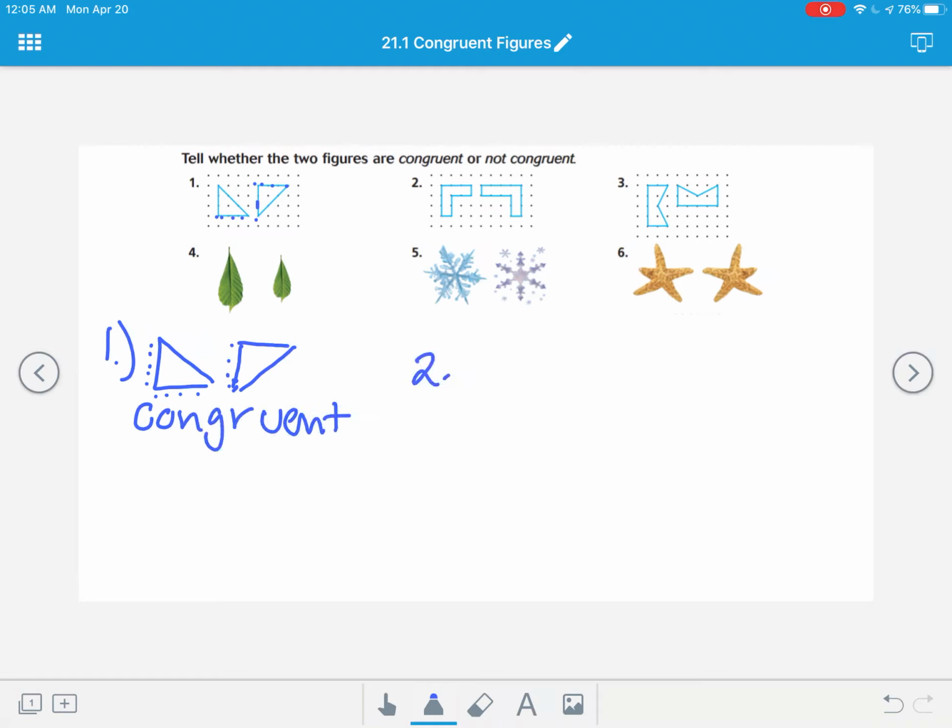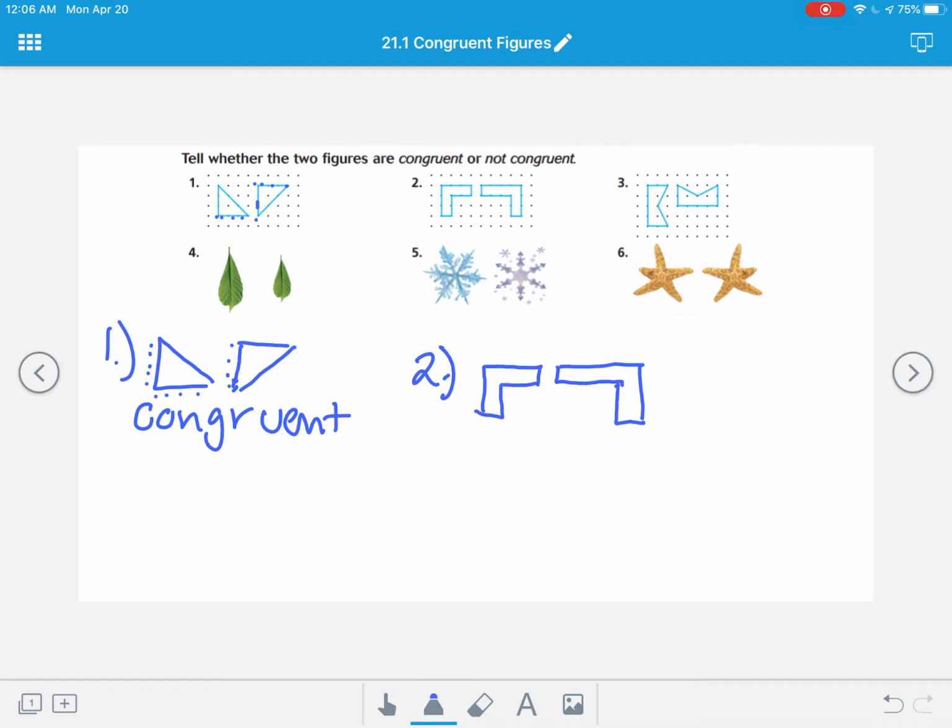Let's take a look at number 2. Number 2, I see two boxes that are in an L shape. Now, they are definitely the same shape. Let's see if they're the same size though by counting the dots. So it looks like one of them is bigger.